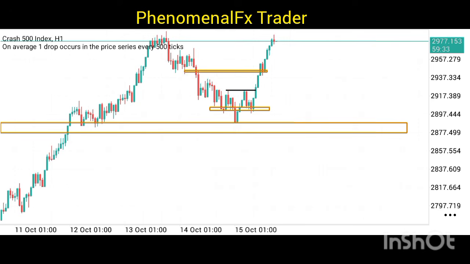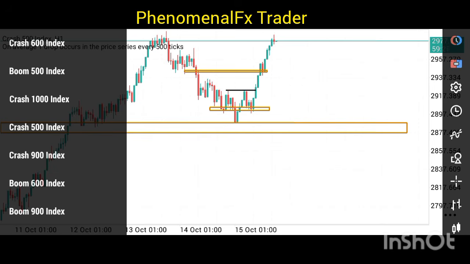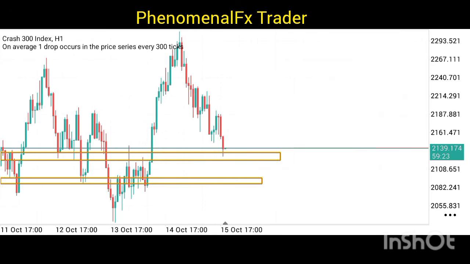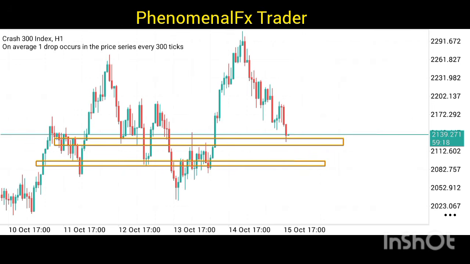So you can see the market moved massively. It bought massively from this zone. So now we're just hoping to see what the Crash 300 index does, and that it plays out nicely. If it plays out nicely, you're going to make some nice profits from this pair.